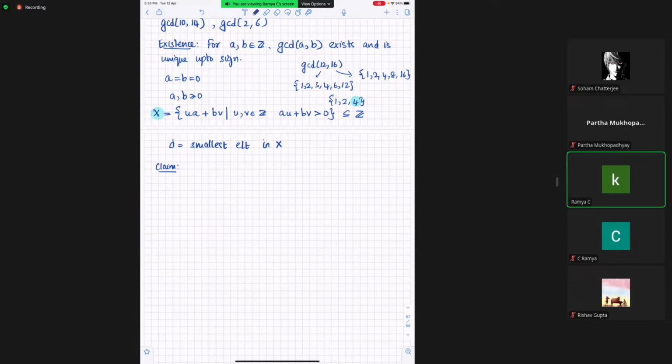But you might have seen this set making an appearance when you study the Bezout coefficients also. The first thing is that D divides A. So A we know is an integer and D is the smallest element. So let's divide A by D. Right? I want to see whether it divides or not. In the sense, I want to argue that the remainder is 0 when I divide A by D. So you can write A as QD plus R, where R is the remainder. Right? So R is greater than or equal to 0 and less than D.